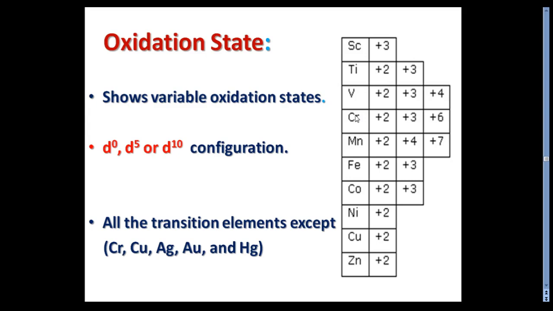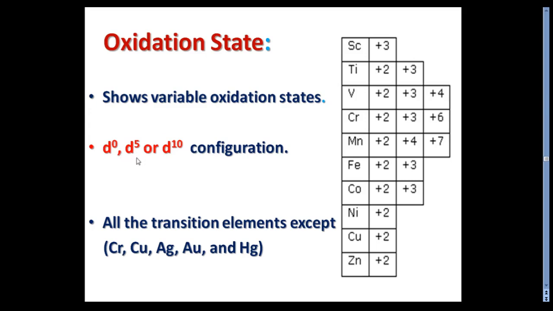As far as the chromium and copper electronic configuration is concerned, in the previous class we already discussed how chromium and copper show exceptional electronic configurations, that means half filled and completely filled D sublevels. Due to that, they can acquire extra stability, by achieving either D5 or D10. So this is the electronic configuration where we can see some stability.